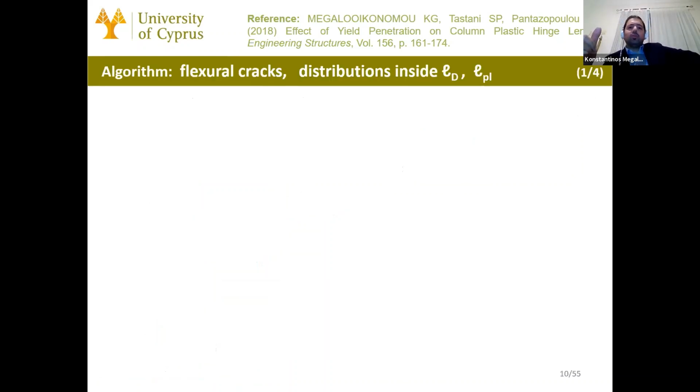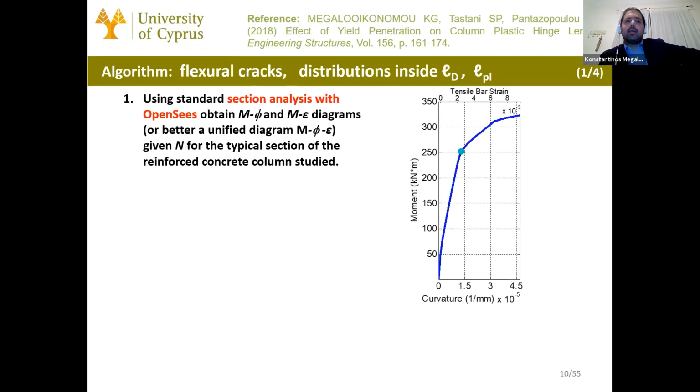So the algorithm I'm going to present to you defines the main flexural cracks of a cantilever column, the distributions inside the disturbed region for slip, strain, and bond, and it defines the plastic hinge length that is a useful value also for the analysis in OpenSees. And we use a standard section analysis with OpenSees, a moment curvature analysis that gives also the moment tensile strain diagram of a typical section given an axial load, and you can unify that in the same graph as you can see in the figure on the right.